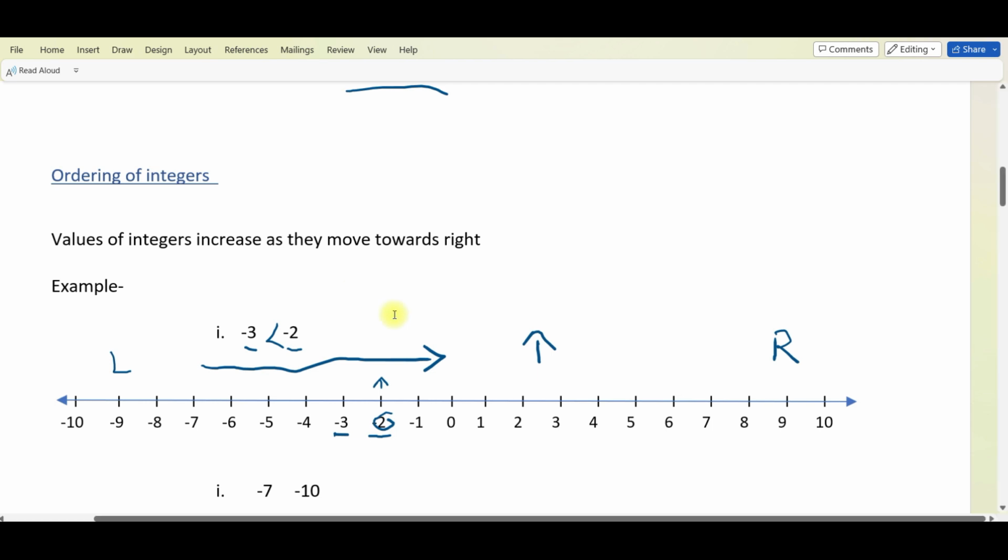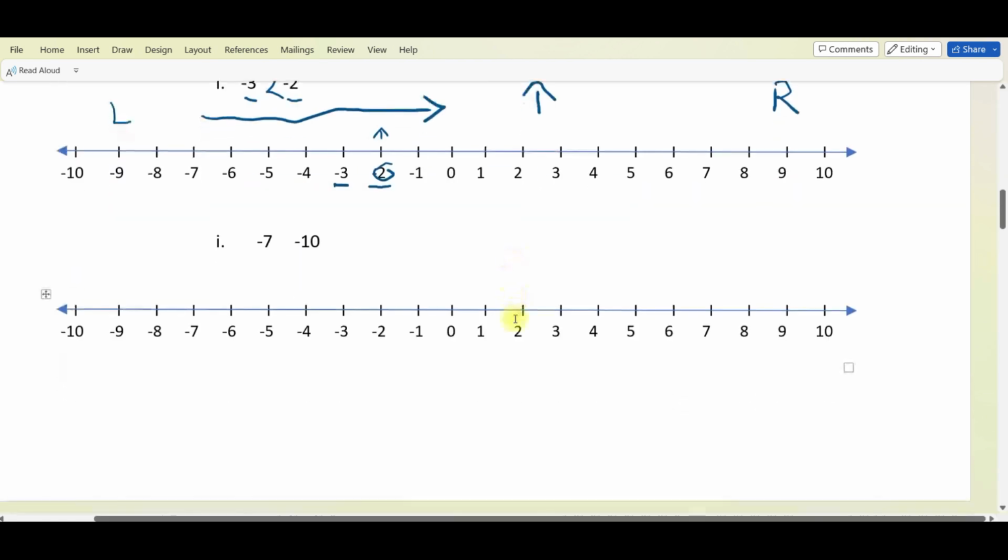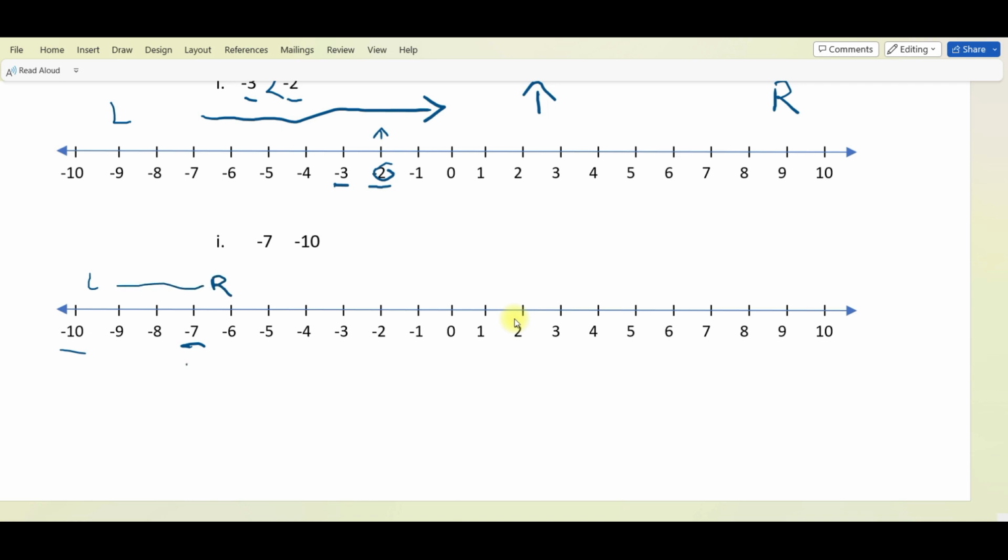So let us understand with one more example. I have the example of -7 and -10 here. The first number is -7 and the other is -10. As I said, as the numbers move towards the right, they have greater value. In this, -10 is on the left side and -7 is on the right side. Means to say -7 is greater than -10.